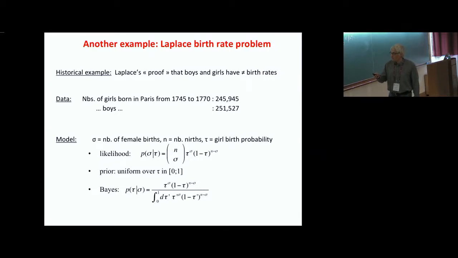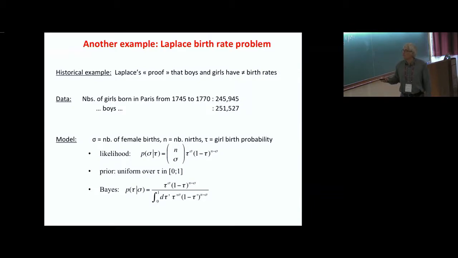So he had, for data, the following numbers. He had the number of girls born in Paris from 1745 to 1770, which was 245,945, and the number of boys, which was a little bit larger. Of course, on that you can say, okay, there are more boys than girls, that makes the point, right? But the question is, how confident are we that actually the birth rate of boys is larger than the one of girls? Because there are some fluctuations. So even if the birth rates are equal, when you do an experiment on a finite number of samples, you will see differences. And that doesn't mean that the birth rates are different. So how confident can we be about the fact that they are different?